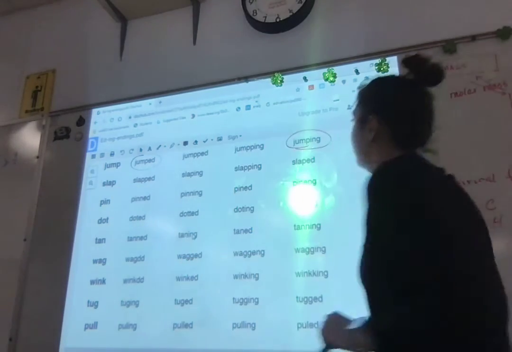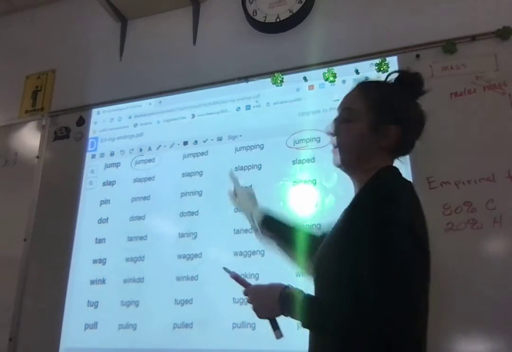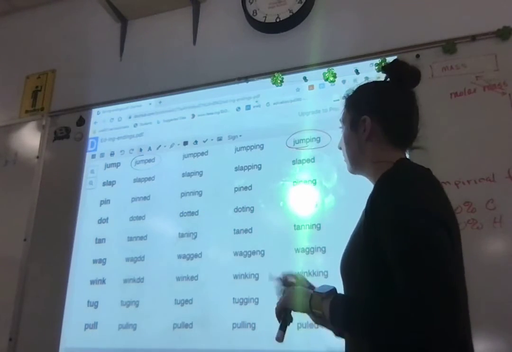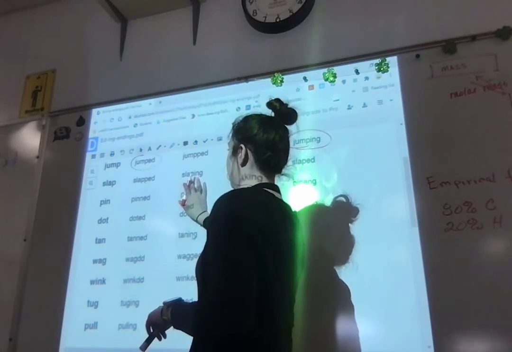Slap. So what's our new word? Slapping. 2 or 3? 3, right. Because we need that double P because this isn't the same word, is it?